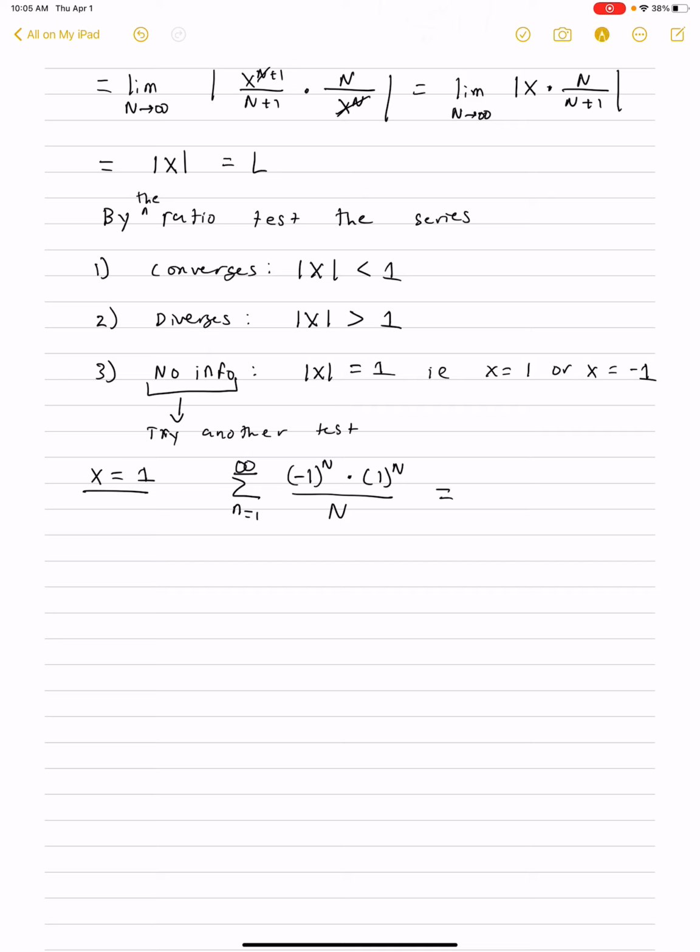Well, this simplifies to be the sum from n equals 1, because 1 to any power is just 1, I get to forget that second term in the numerator. And I'm just left with this. I claim that this converges. And the test that I'm going to use is the alternating series test, because I'm looking at this and I'm saying, hey, that's alternating.